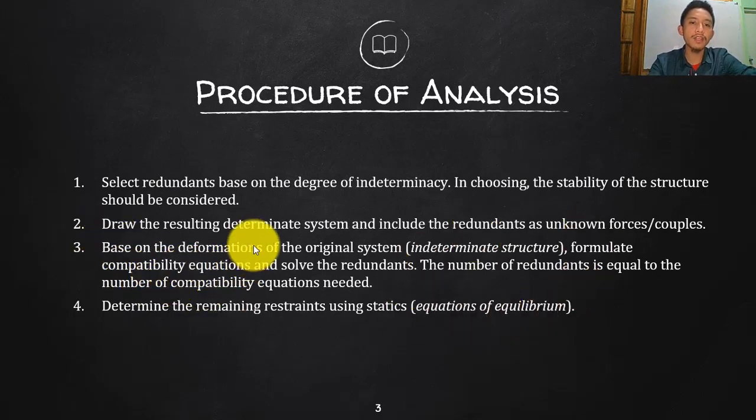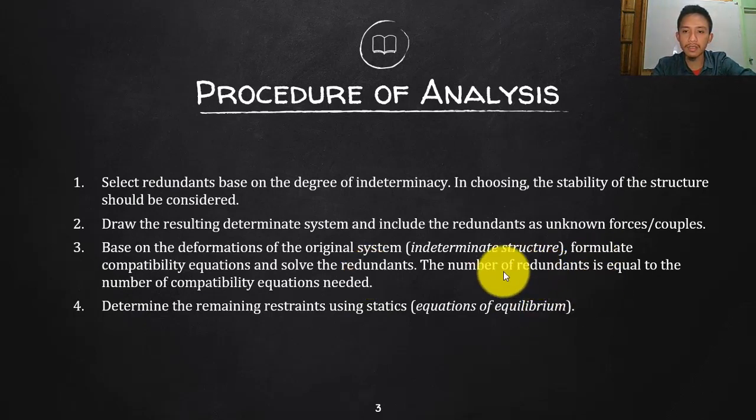Then of course, once you have your determinate system and your redundants in your figure, create your compatibility equations, again basing on the original setup of your indeterminate structure. So again, based on the deformations of your original system, that is where we will be basing. Formulate the compatibility equations and solve for the redundants. If there are three redundants, then you need to create three equations of compatibility, and then use these three equations to solve the three redundants.